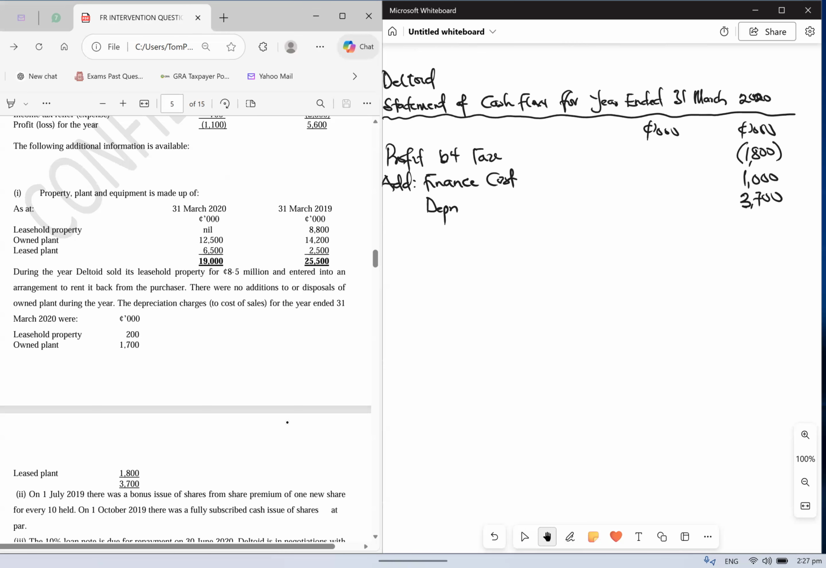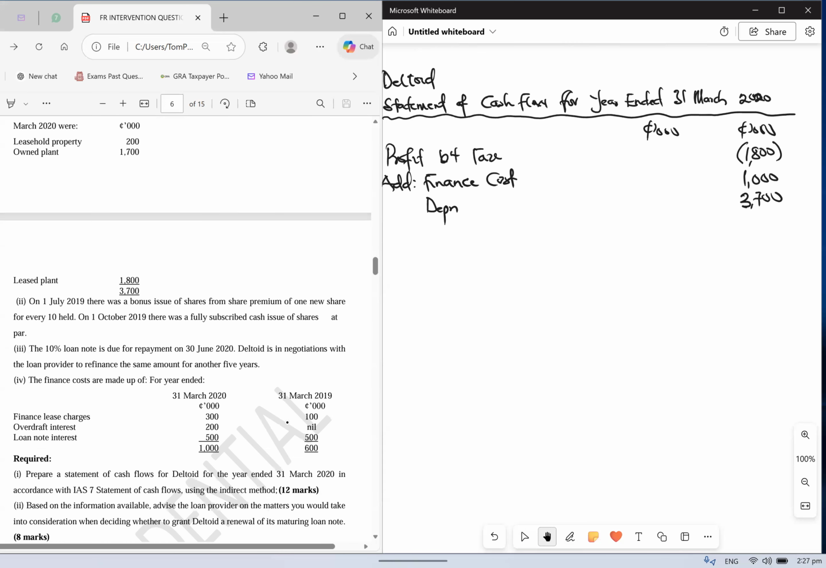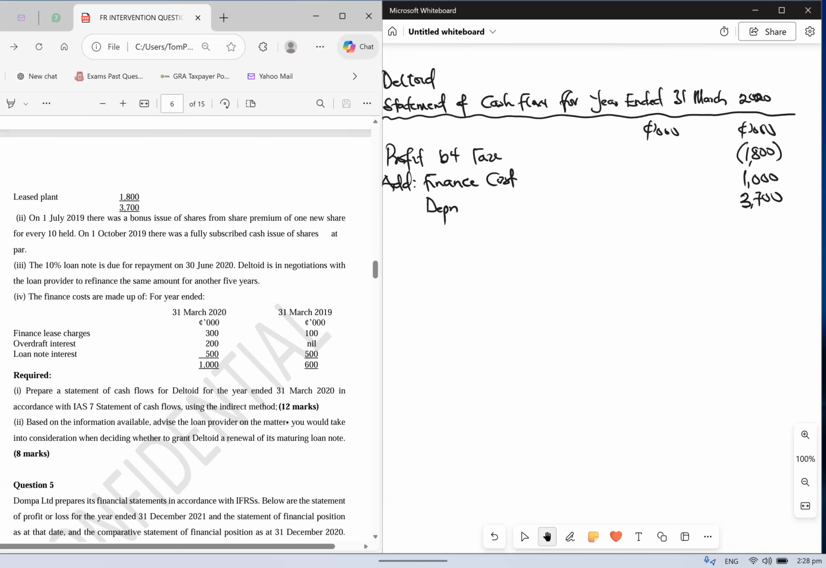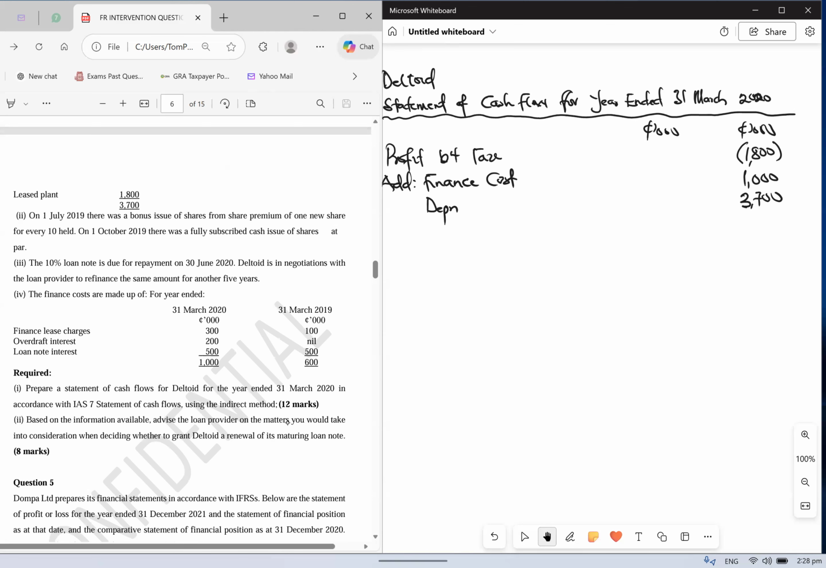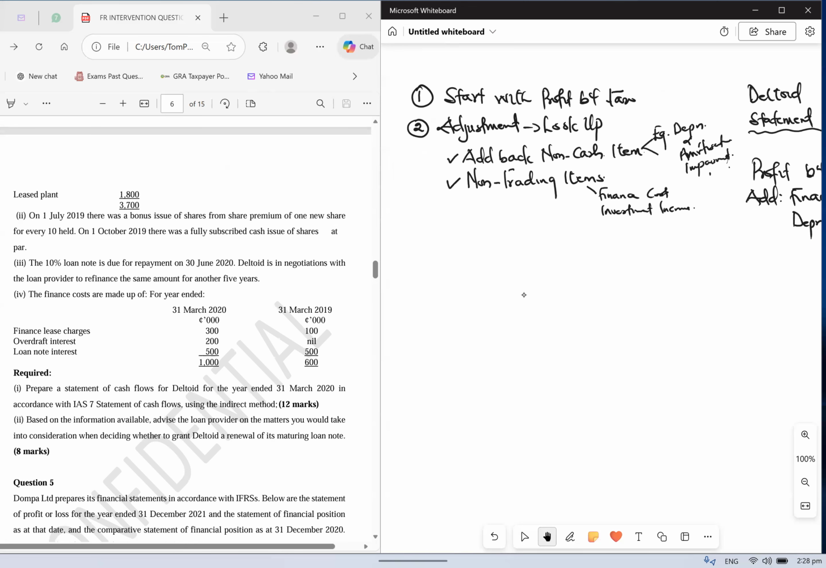So now, then on here, there was a bonus issue, and I'll explain bonus issue. The 10% loan note is due to be paid. Deltoid is in negotiation with the loan provider to refinance the same amount for 5 years. Finance cost. See the finance cost. All right. So the total of the finance cost is 1,000. That is what we've done. Then we are supposed to prepare the cash flow. Now, after you have looked up and done this, you will start with your step 3, which is doing your workings.